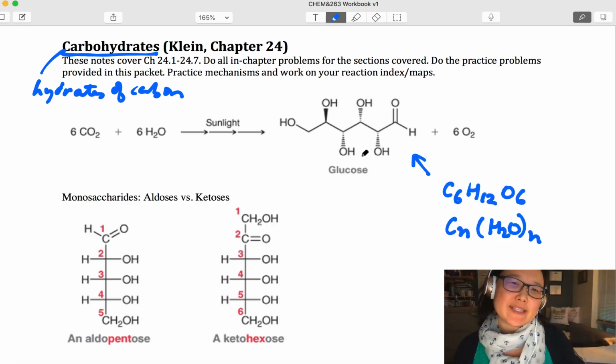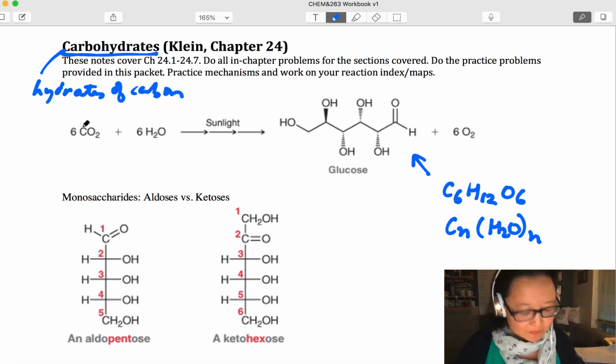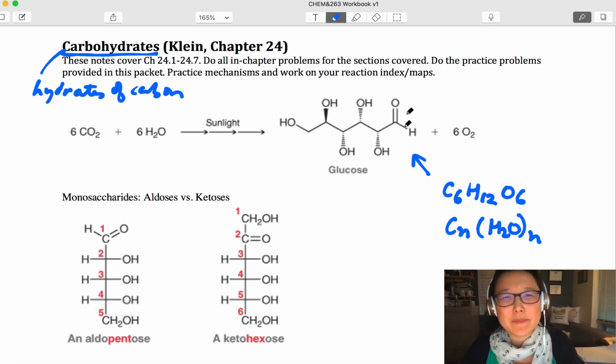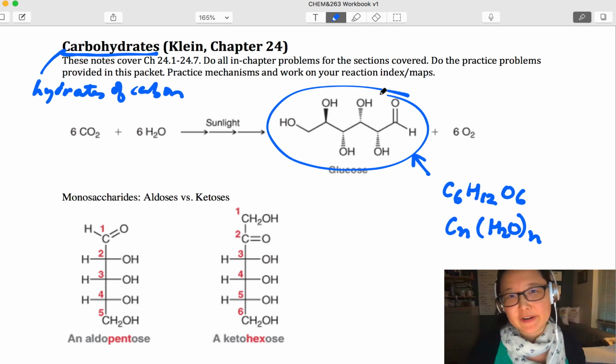But how these are synthesized in nature, you're probably very familiar with photosynthesis and the idea that carbon dioxide, which is a gas, and water, which is a liquid, with sunlight can produce sugars. And so it's a pretty amazing reaction. And this is an example of a carbohydrate we call a monosaccharide. So it's a simple sugar. So you may have heard that when people talk about diets, that there are simple sugars and complex sugars.